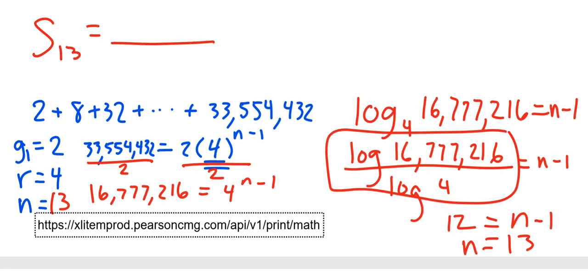Well, do you know the first term? 2. Yep. 1 minus, what's r? 4 to the 13th power over 1 minus r.